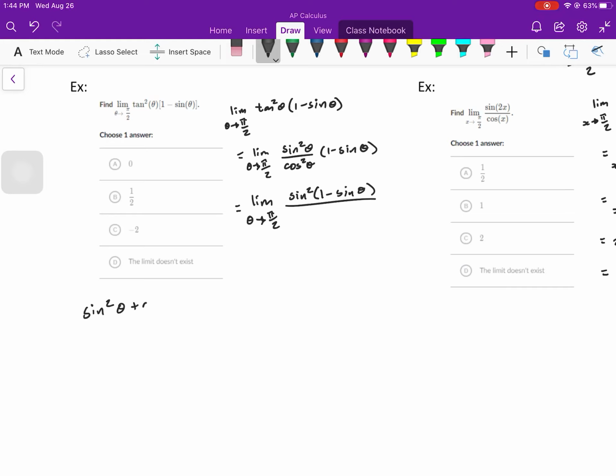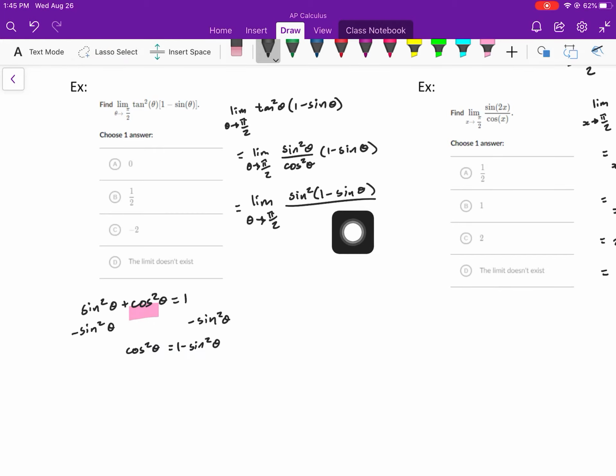And then cosine squared, if you remember, we have sine squared theta plus cosine squared theta is 1, right? Pythagorean identity. So for our cosine, we can subtract the sine squared and get that cosine squared theta is 1 minus sine squared theta. And we can go ahead and substitute that in for cosine squared. So right here, I'm going to substitute in 1 minus sine squared theta.